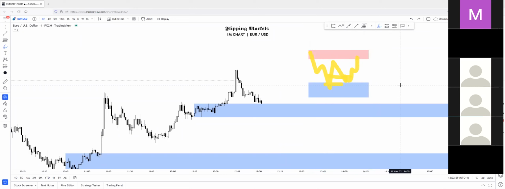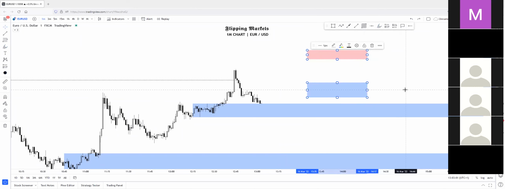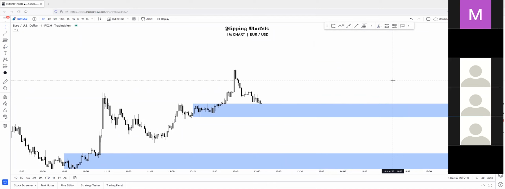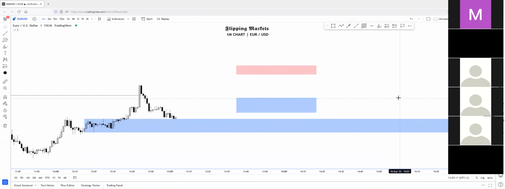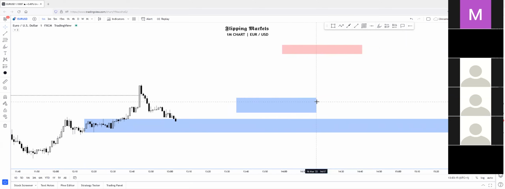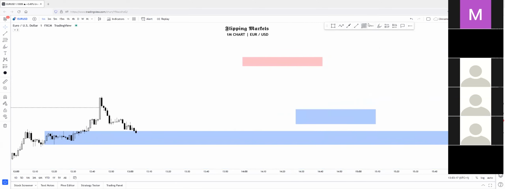I have another question, Marcel. What if the supply is a 4 hour and the demand is, say, a 15-minute? What is the possible scenario that could happen there? Okay, you're saying that this is the 4 hour zone. Price mitigates the 4 hour zone, creates a change of character on the 50-minute chart and creates an order flow down to this 50-minute demand zone, right?